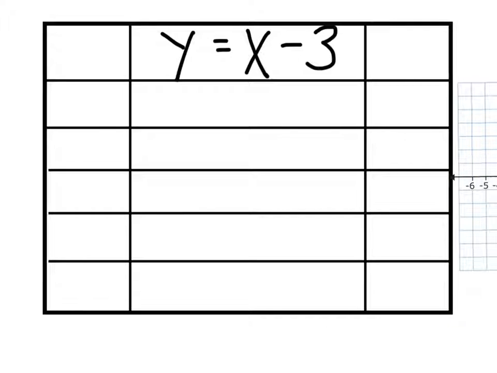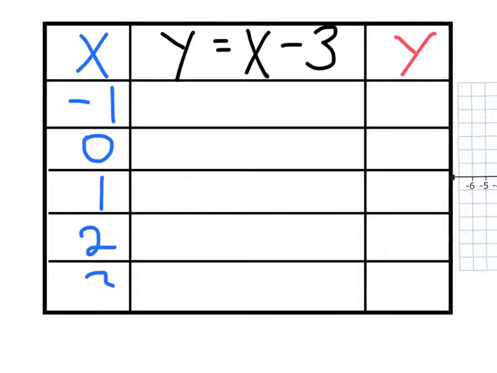Here we see a 3-column chart. In the upper middle space we have our equation y equals x minus 3, and the next step is to rewrite x in the upper left hand corner and y in the upper right hand corner. We're going to be doing that each and every time. Next, we're going to be writing negative 1, 0, 1, 2, and 3 on the left column. These are the numbers that we're going to be using to substitute in for this x.